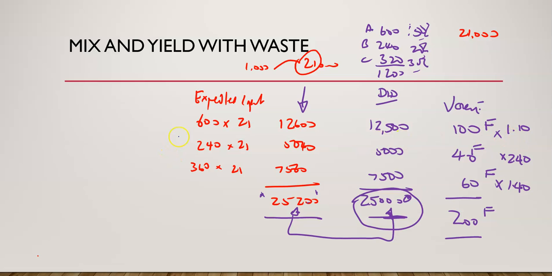100 times £1.10 is 110. I'm just going to do that over here. 40 times £2.40 is 96. 60 times £1.40 is 84. £84 plus 96 plus 110 is 290.